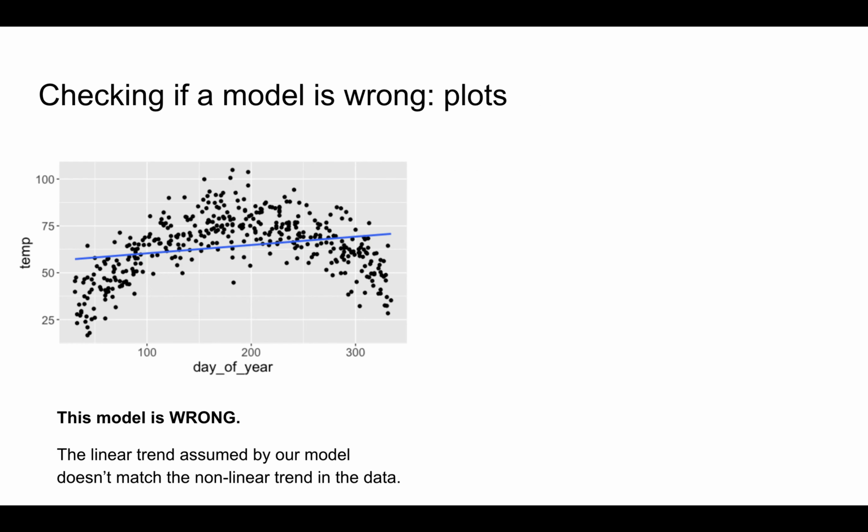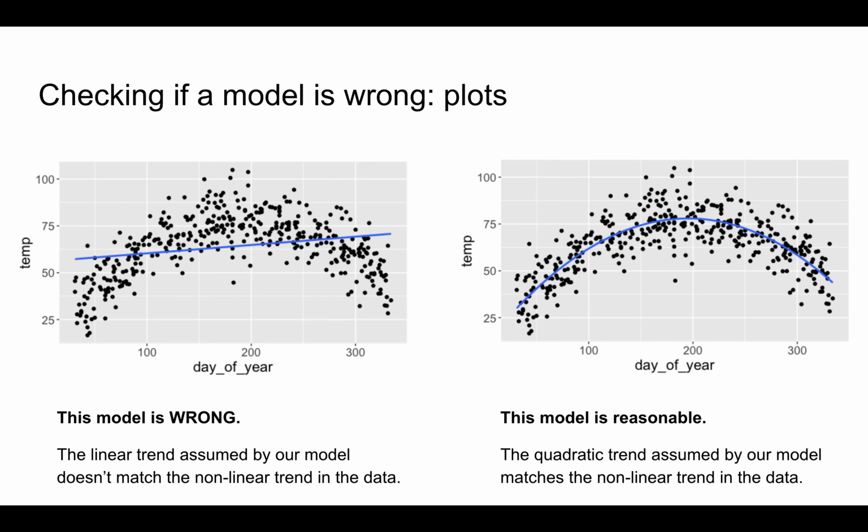We can complement this contextual understanding with visual evidence from the data. Just as we expected, the temperature data exhibit a non-linear trend. Thus, the linear trend, assumed by our model here, is simply wrong. It doesn't reflect reality. In this case, we can build a better model by assuming a quadratic trend in temperatures. This quadratic model trend, represented by the blue line, closely matches the nonlinear trend in our data. Thus, though this model isn't perfect by any means, it's certainly very reasonable.